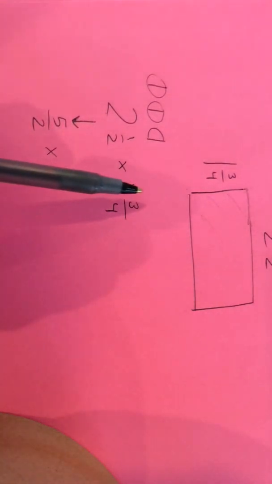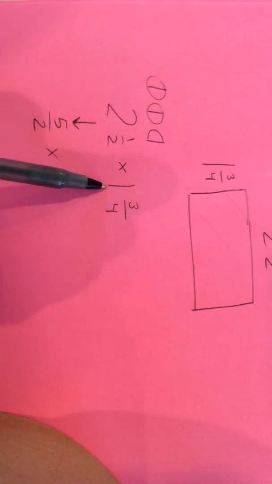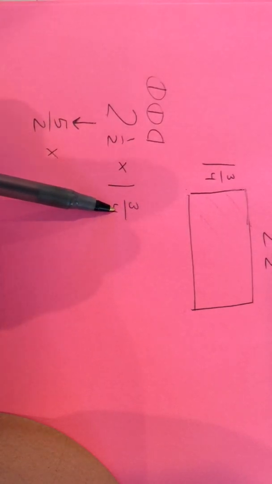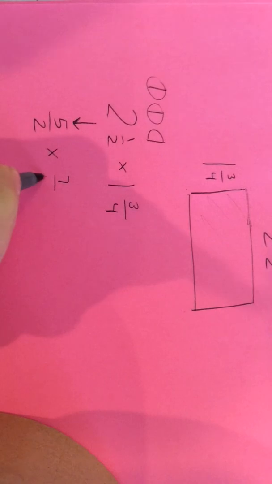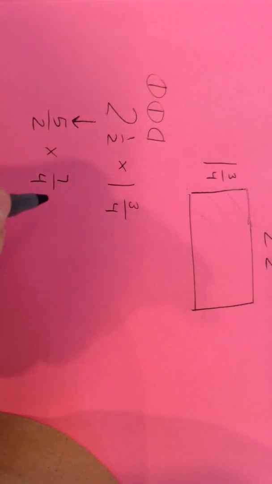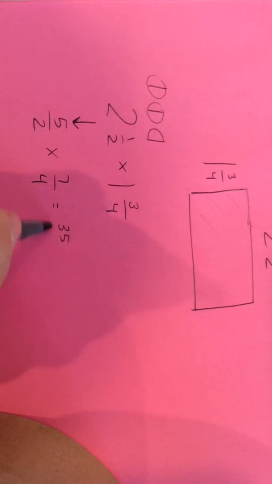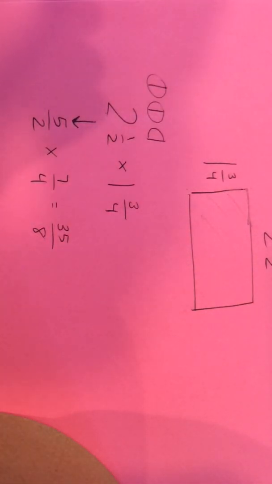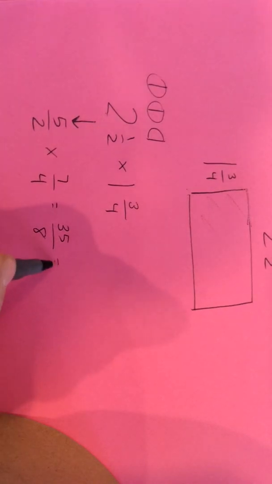Okay, and then 1 3/4. In every whole there's 4/4 plus these 3/4. So we have 4/4 and 3/4. Altogether that's 7/4. So now this is a much friendlier problem. We can multiply our numerators. 5 times 7 is 35, 2 times 4 is 8, and all we have to do is turn this back into a mixed number.